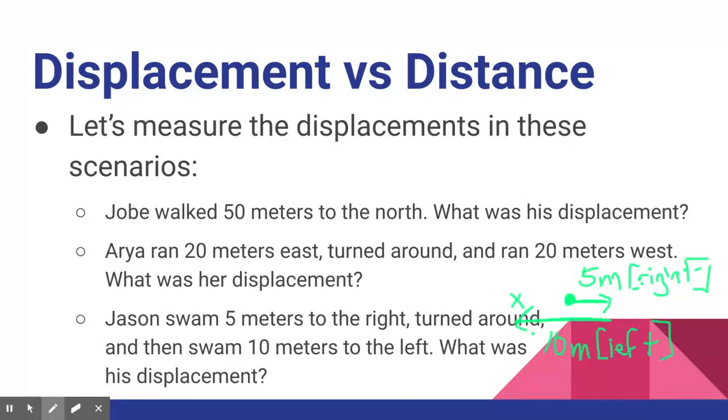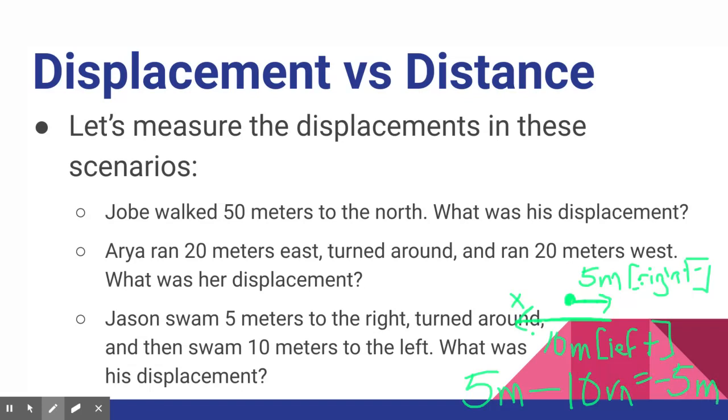What's his displacement? Okay, well, we started in a positive direction. We went 5 meters to the right, but then we went 10 meters to the left. So it's going to be 5 meters minus 10 meters, which is going to give us a negative 5 meters.